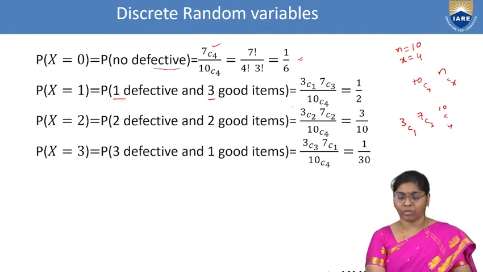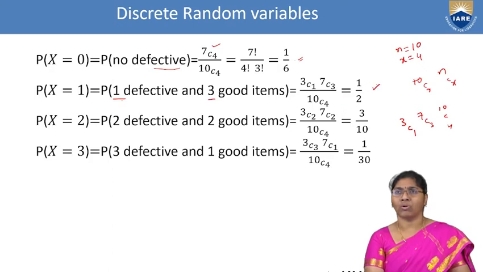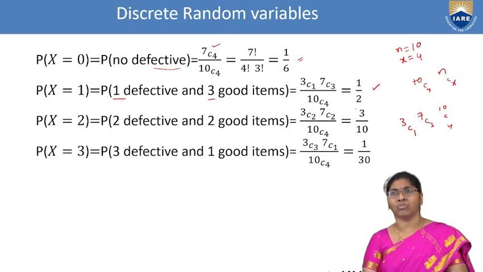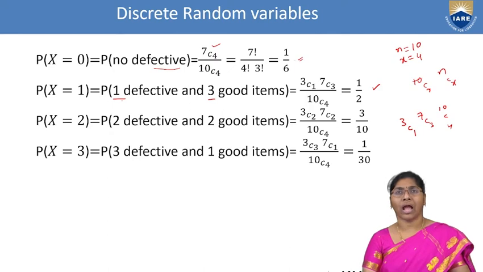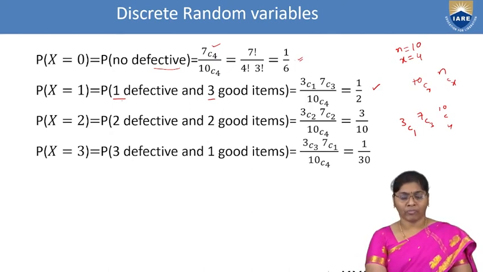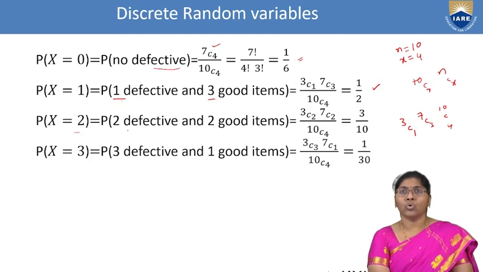By the total number of observations 10C4, we get 3C1 into 7C3 by 10C4, and the total is 1 by 2. The probability lies between 0 and 1, so it is correct. Similarly, next P of x equal to 2. That means 2 are defective items and 2 are good items. We are choosing 2 defective items and 2 good items.